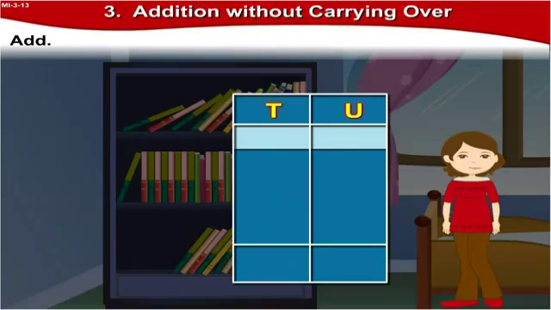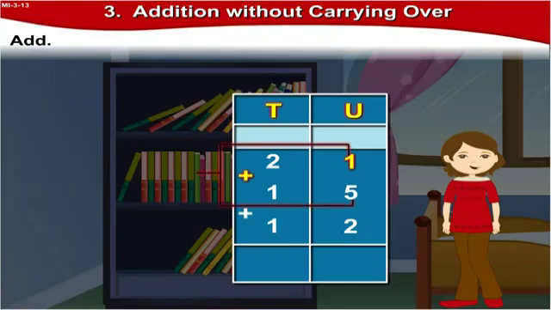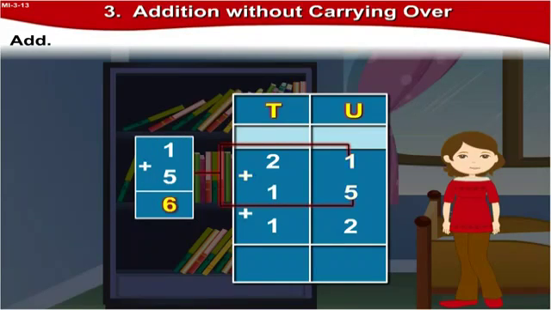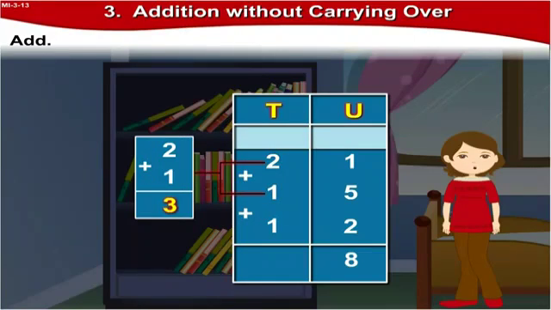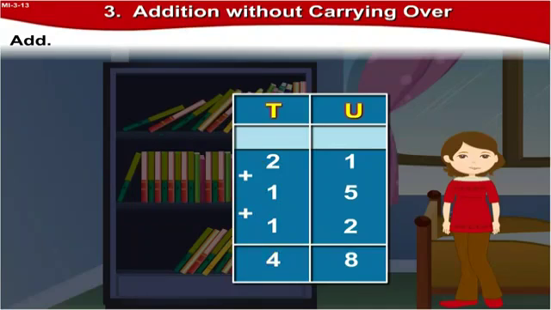Now the next sum, 21 plus 15 plus 12. Now they are already arranged in vertical order. Now in the units column, 1 unit plus 5 units is 6 units, plus 2 units is 8 units. In the tens column, 2 tens plus 1 ten is 3 tens, plus 1 ten is 4 tens, which means it is 4 tens and 8 units, that is 48.